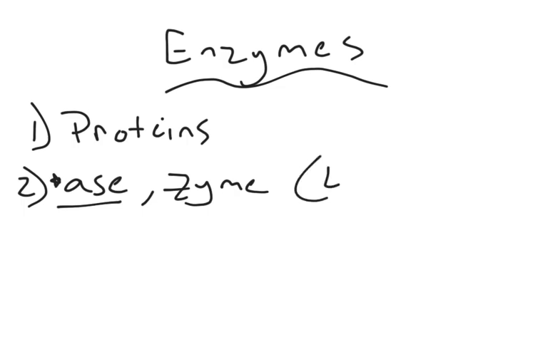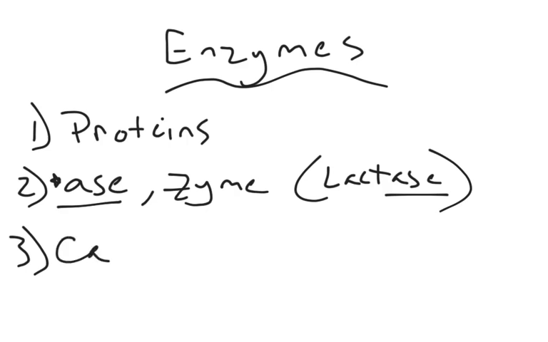Example, lactase. Enzyme, and we'll talk more about what that name means here in a second. Third thing, enzymes are catalysts. What does that mean? That means they're able to perform a reaction without changing themselves. They catalyze something, but they don't change themselves. They can keep doing the same thing. They're like a factory. They produce something without changing themselves. A factory produces cars, but never changes itself in the process.